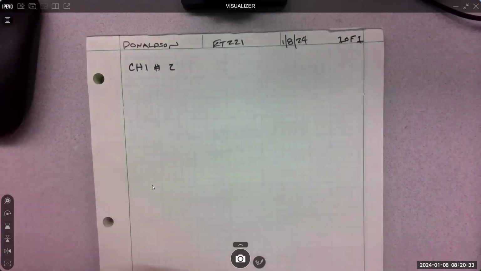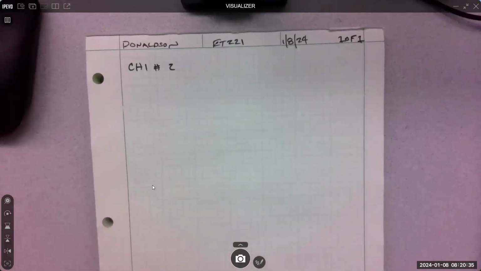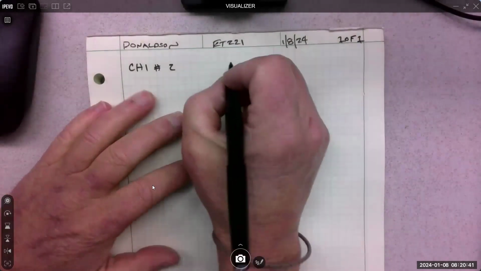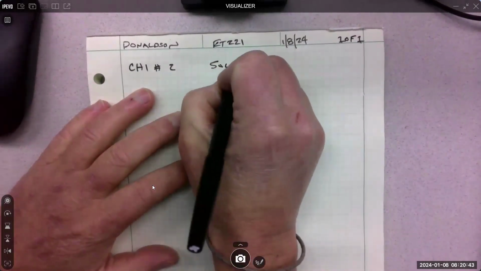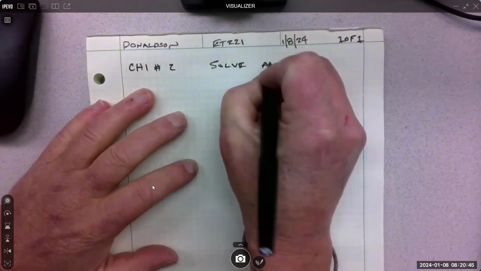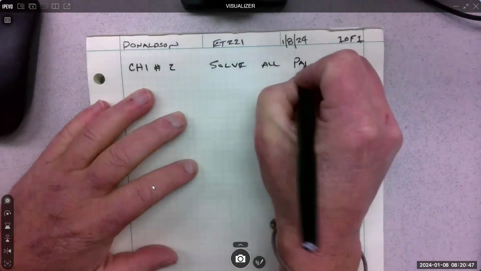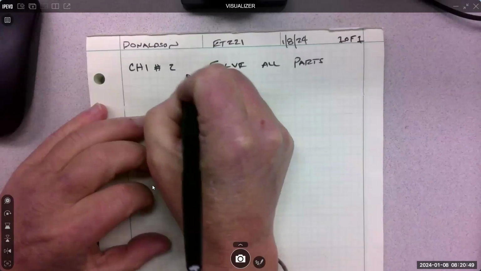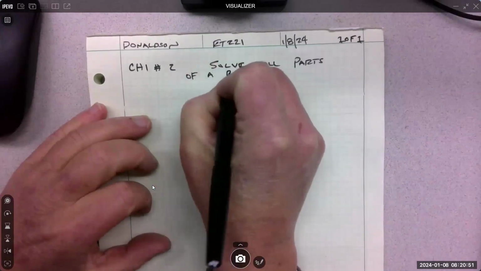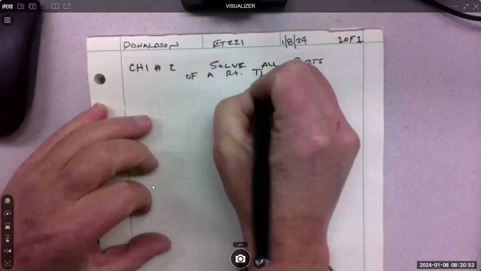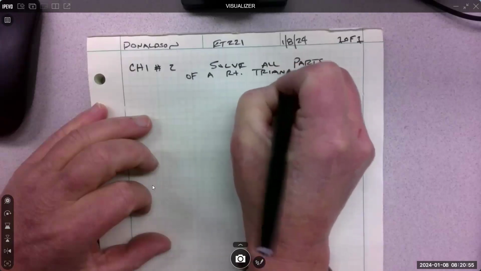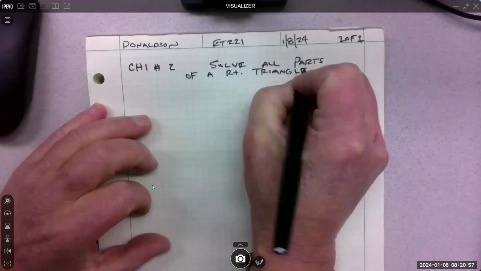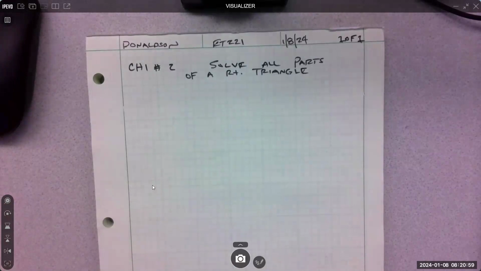So I'm just going to make this problem up. This is not going to be number 2 out of the book because I don't have the book, right? We're just going to make up something. You can do number 2 if you want, but I'm going to say solve all parts of a right triangle. So that's the problem statement that I get out of the book.